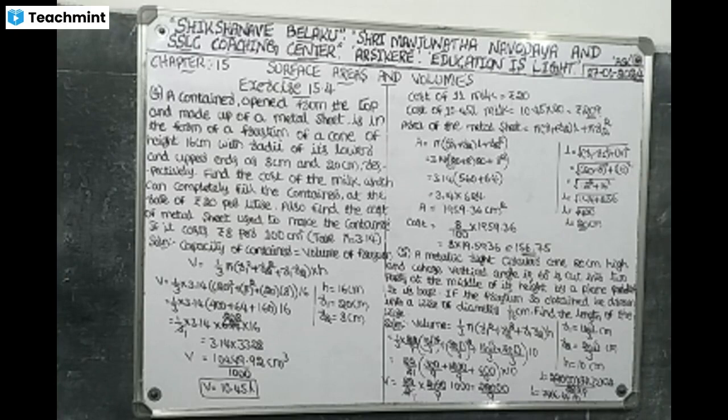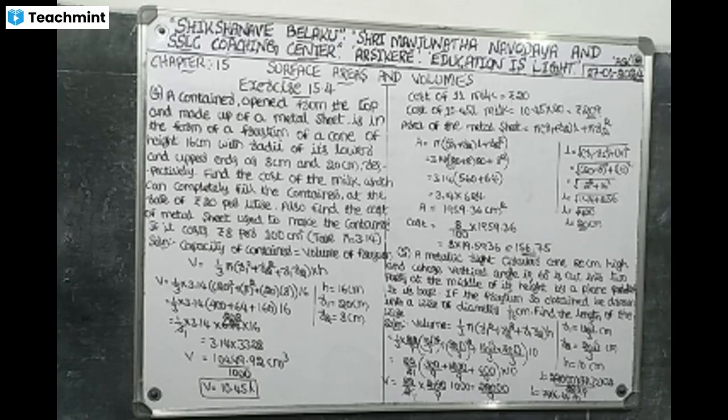We get the answer 156.75. Here the L value is 20. How does it come? L is equal to square root of (R1 minus R2) whole square plus H square. R1 is 20, R2 is 8, H is 16. 20 minus 8 is 12, 12 square, plus 16 square. 12 square means 144, 16 square means 256. Add it, 400. Square root of 400 is 20 centimeter.